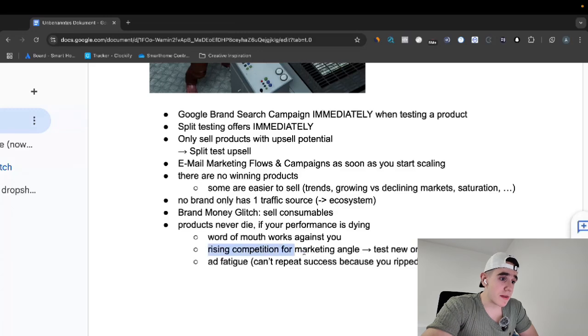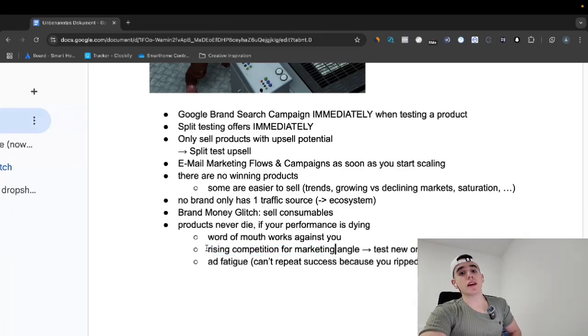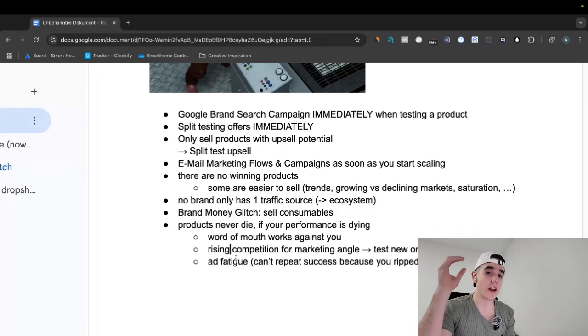Next up, rising competition for a marketing angle. That means that, obviously, even if you do everything right, there's going to be a lot of people that are ripping your content, ripping your ads, just basically ripping your whole brand. And what you have to do then is just be the number one and just open up new marketing angles.